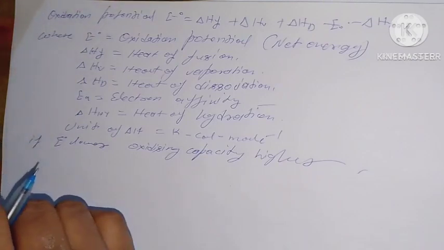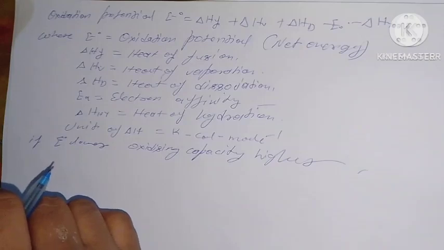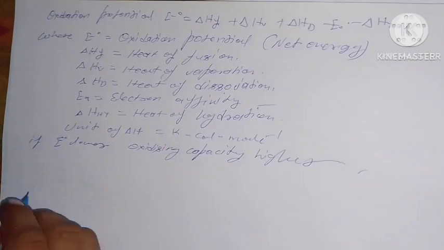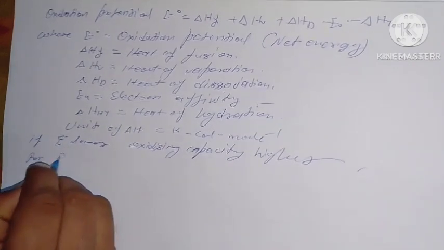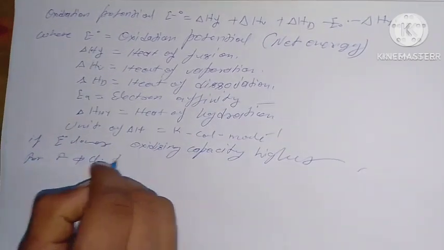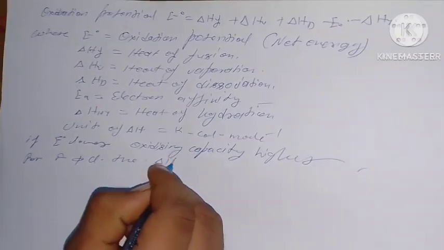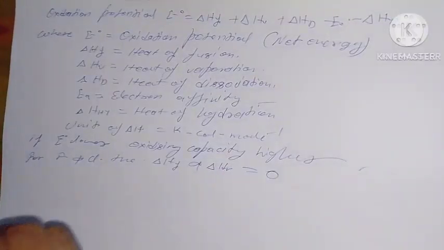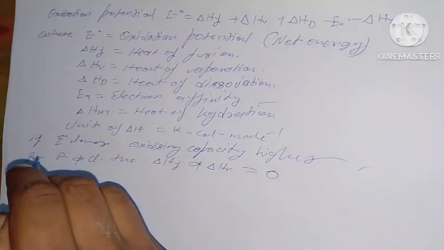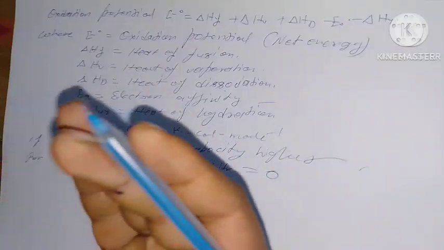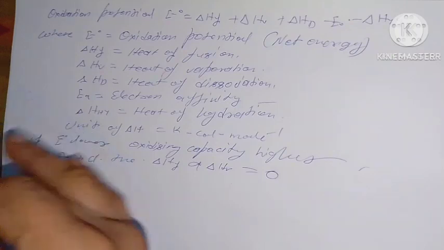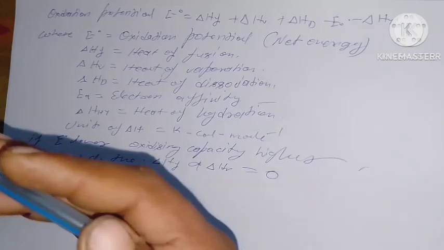Okay, for fluorine and chlorine, the values of delta HF and delta HV are 0. Okay, as the value of E naught is less, but it becomes more due to their electronegativity and high hydration energy of their ions. In the case of bromine, which is liquid at room temperature, the delta HF has been omitted.